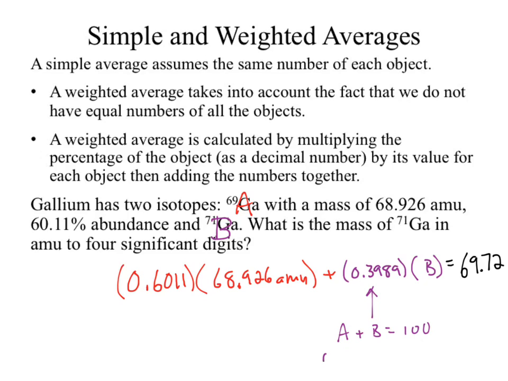I know A is that 60.11, so 60.11 plus B equals 100. I can now solve for B. Remember, when we use our percents, we have to convert them into their decimal value. So we'll get the 39.89%, assuming I did that math right or heard somebody do that math right. Convert it into your decimal.